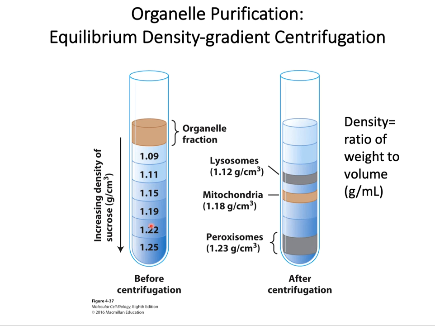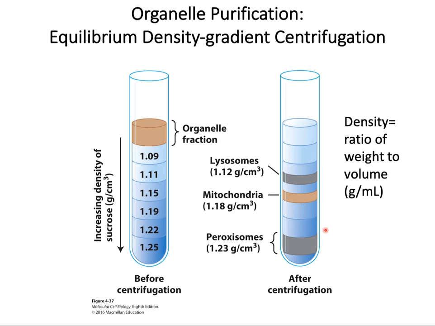There are some commercially available solutions that can serve as gradients as well. The purification scheme is that you take your organelle fraction of interest and layer it on top of the gradient, and you apply your centrifugal force, and the organelles will move through the gradient, and when they reach an area of the gradient that is equivalent to their own density, they will stop moving. So after centrifugation, you will end up with bands of purified organelles.